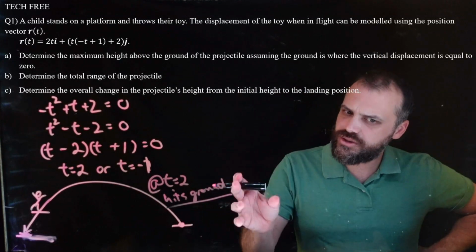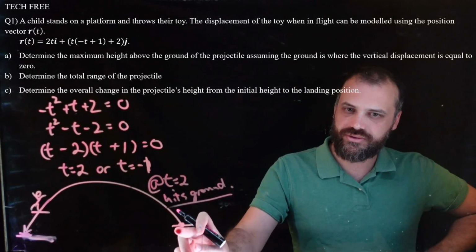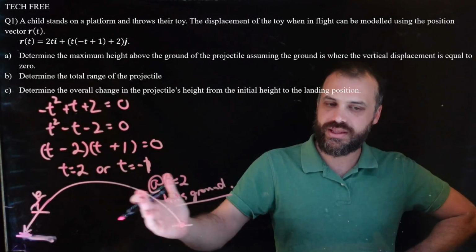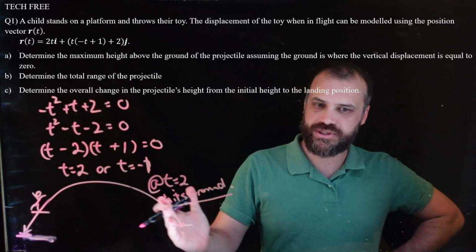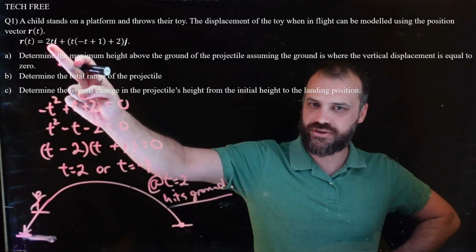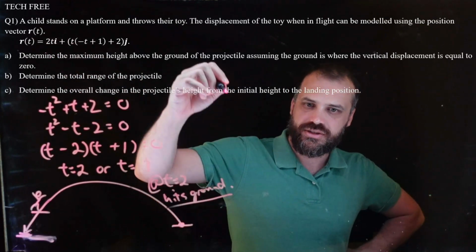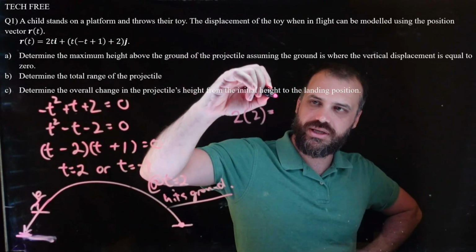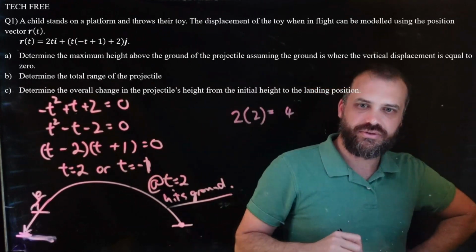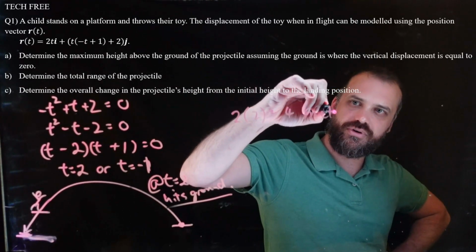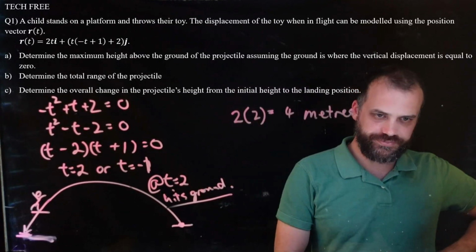Done. All right, now that we know that at t equals 2 it hits the ground, we just need to know how far across it was when that happened. How far across from its initial position was it? That is that value right there. So 2 times 2 equals 4. Determine the total range of the projectile: 4 meters.